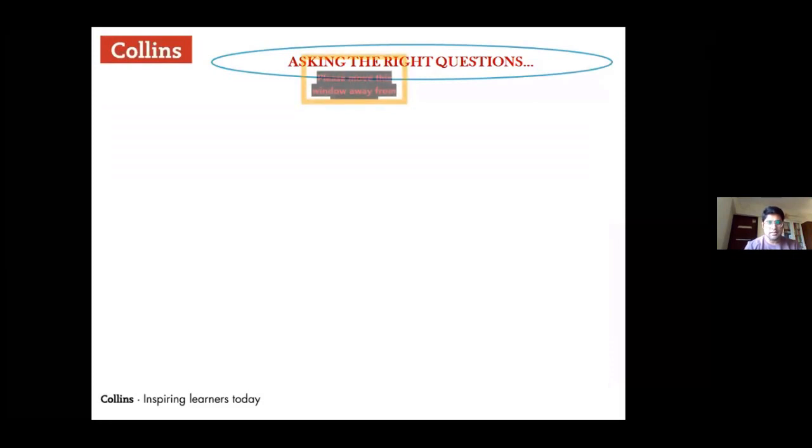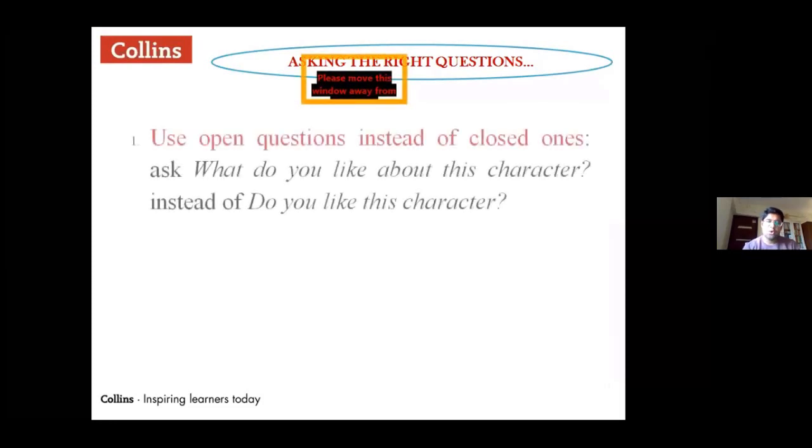And this is, I think, the last couple of slides over here. Asking the right questions. How do we ask the questions in the classroom when we're teaching? Use open questions instead of closed ones. Instead of asking, do you like this character? Ask, what do you like about this character? That will provide opportunity for some more understanding. That will also help in critical thinking. Because if you just ask, do you like this character? It will be either yes or no. It will not elicit sufficient response thereafter. So the explanation bit will be truncated.